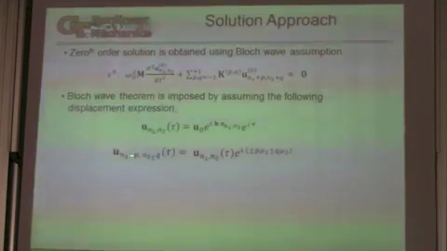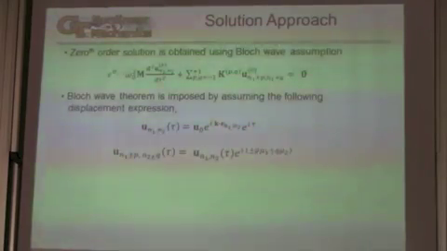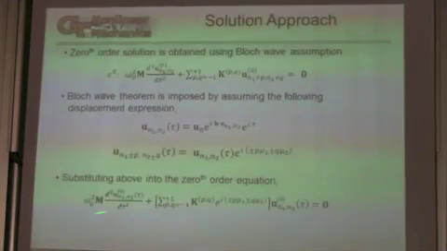You can find all the other solutions for all the other unit cells simply by moving it to the left and to the right and the top and the bottom by these propagation constants. So if you're one unit cell away, you're one propagation constant away. If you're p away, then you're p propagation constants away. Now we substitute this into the zeroth order equation.